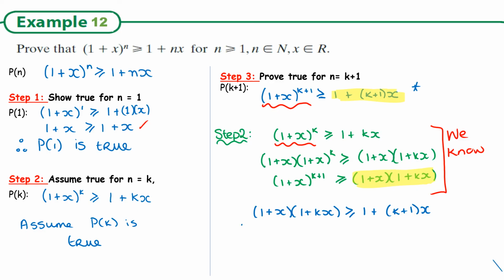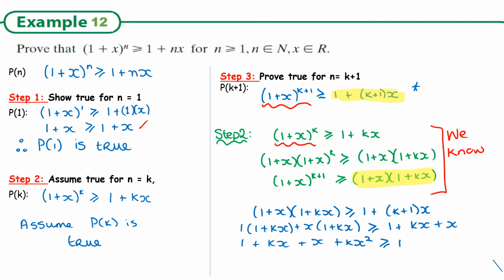We multiply this out: 1 bracket 1 plus kx, plus x times (1 plus kx), and that's greater than or equal to 1 plus kx plus x. Multiplying this, I get 1 plus kx plus x plus kx squared, greater than or equal to 1 plus kx plus x. We get a lot of things that will cancel each other out: the 1's on both sides, kx on both sides, and an x on both sides. So is this true?